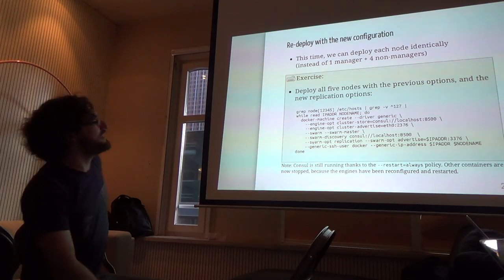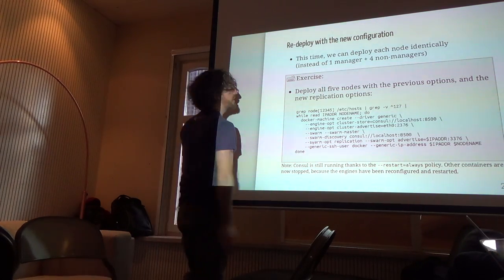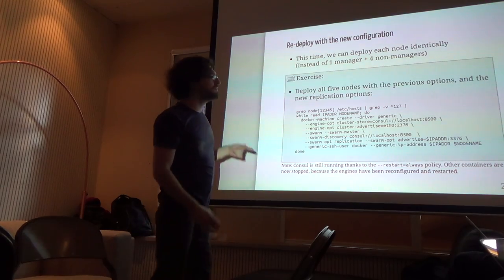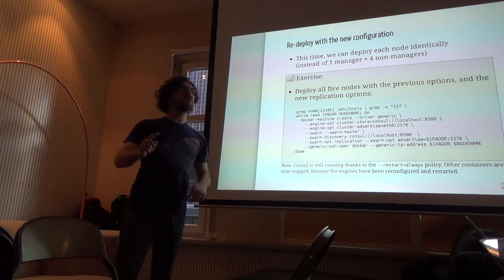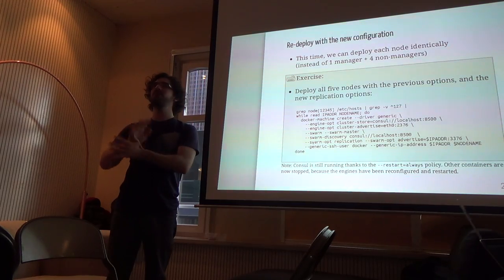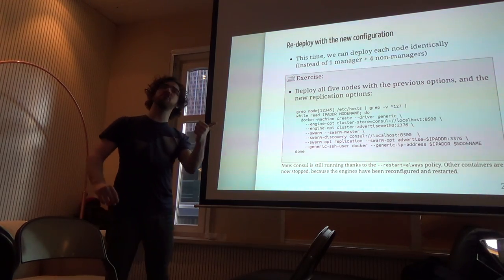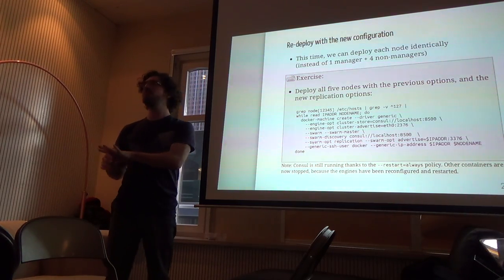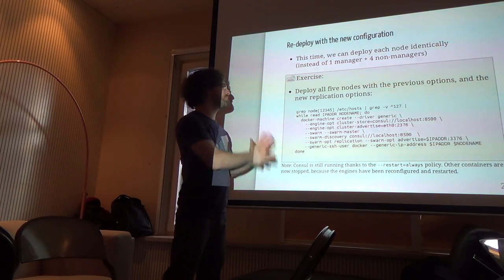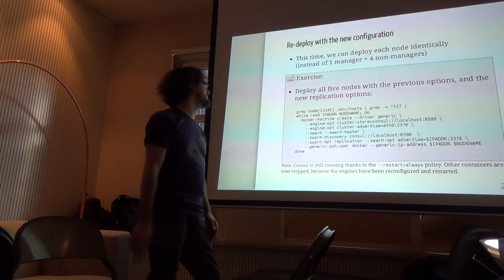So there are good and bad things with that snippet. Well, the bad thing is that, as you can see, it's becoming bigger and bigger and bigger. But the good thing is that now that we are running in redundant mode, we can use the same command for the five nodes. Before, we had one managed node, and the four others were just normal members. Now, all nodes are symmetrical, so we can use one big provisioning command for everything.